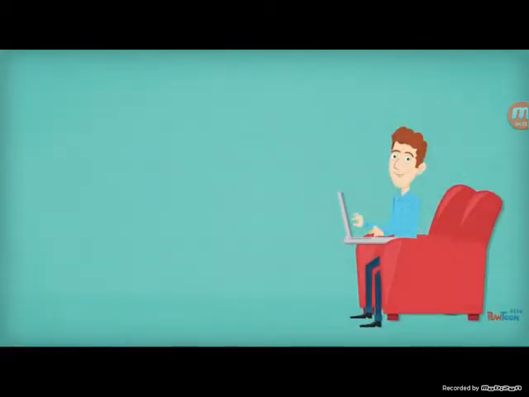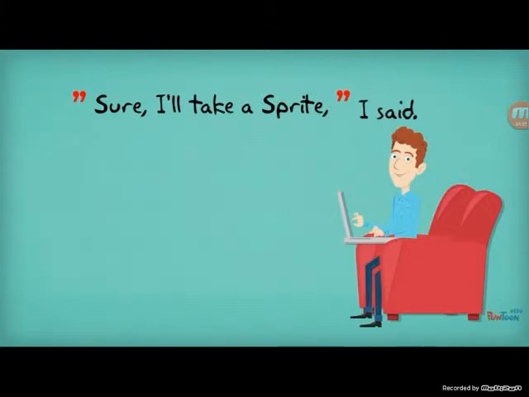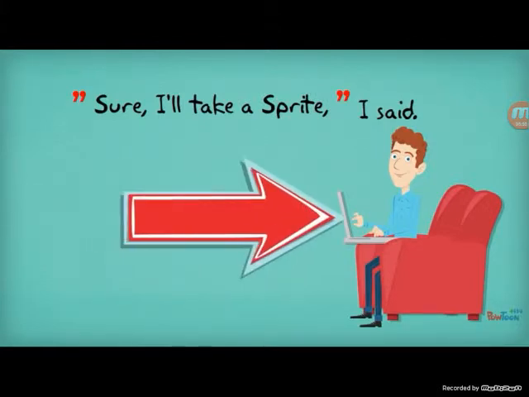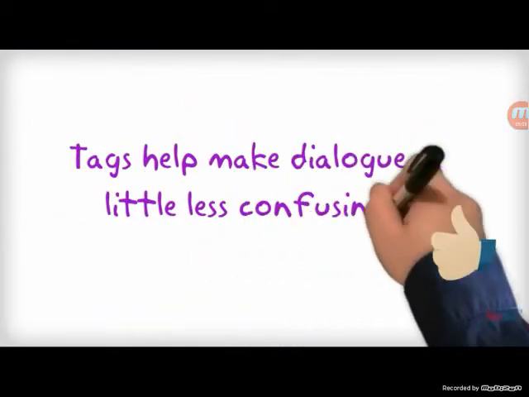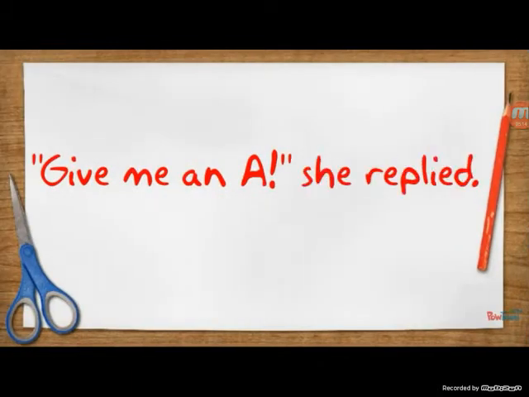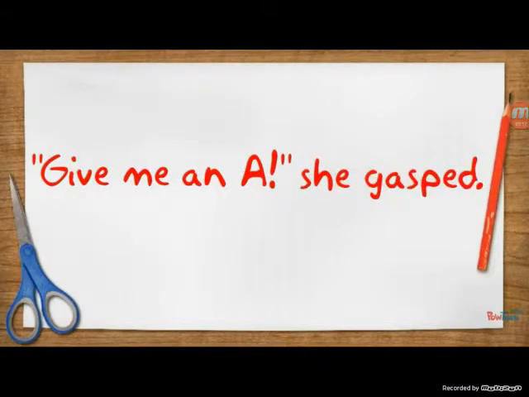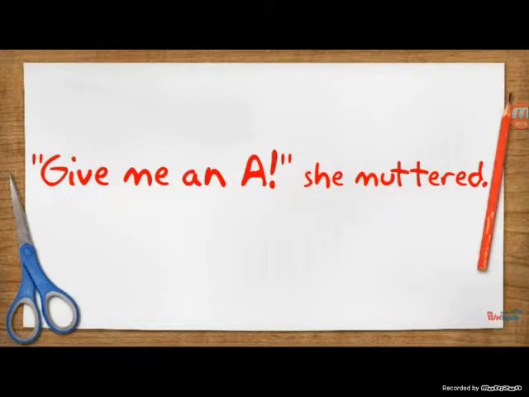The tag that follows the next piece of dialogue is "I said." That lets the reader know that the narrator is the one asking for the sprite. Tags help make dialogue a little less confusing. One tip I'm going to give you is to avoid using the word said in your tag. Think of a more interesting way to say it.